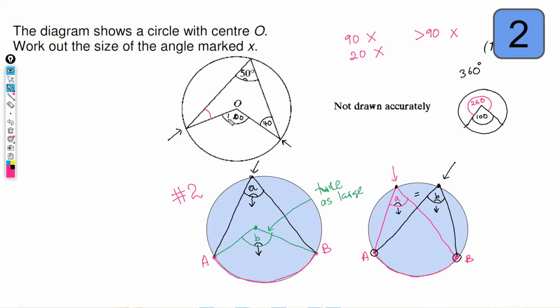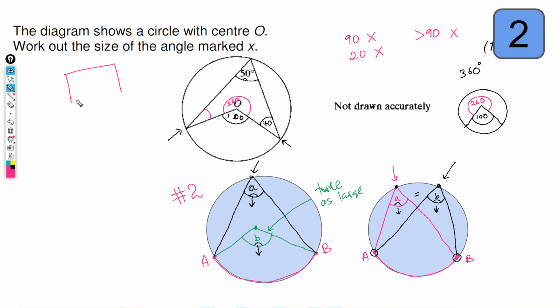Do you all see that situation here? The piece behind the 100 will be 260 degrees. Great. Because a full circle is 360 degrees. Now, let's go to the side over here.